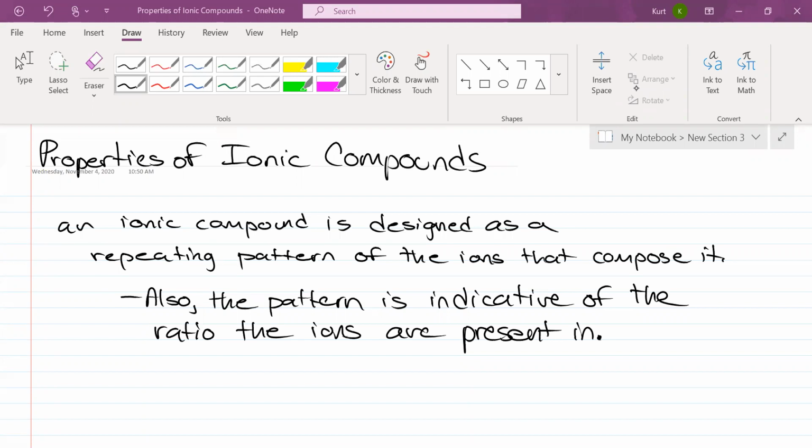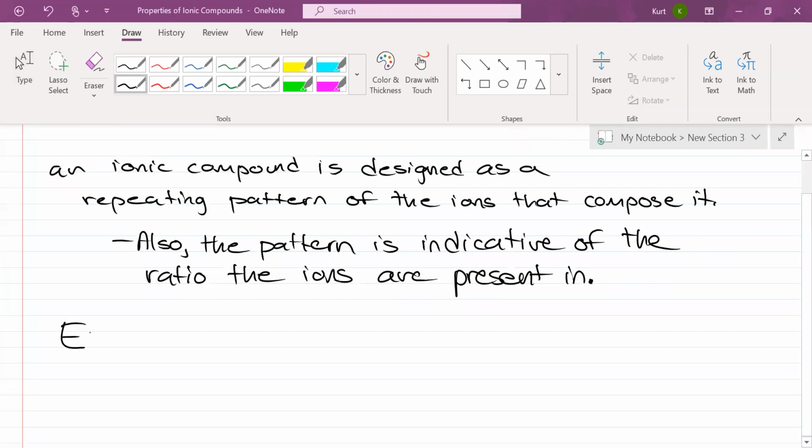Properties of ionic compounds. We've already got started with the first statement that an ionic compound is designed as a repeating pattern of the ions that compose it. Also, the pattern is indicative of the ratio the ions are present in. So what do I mean by all this? Let's take a look at one of the easiest ionic compounds you will see all year, sodium chloride, NaCl. You have the element sodium, and the element chlorine, which as an ion is called chloride. This is a 1-to-1 ratio.